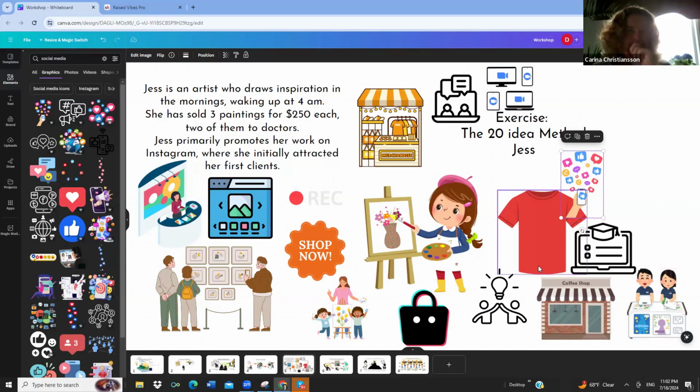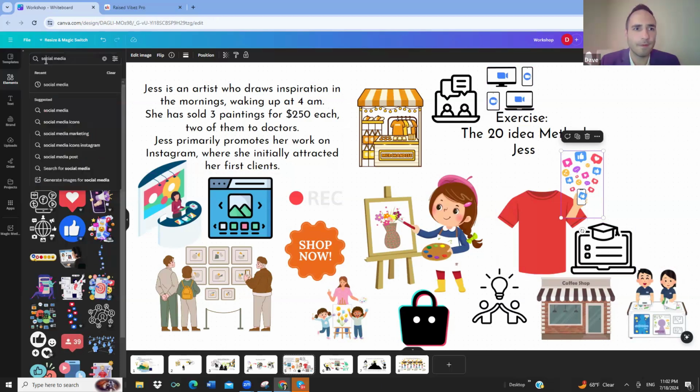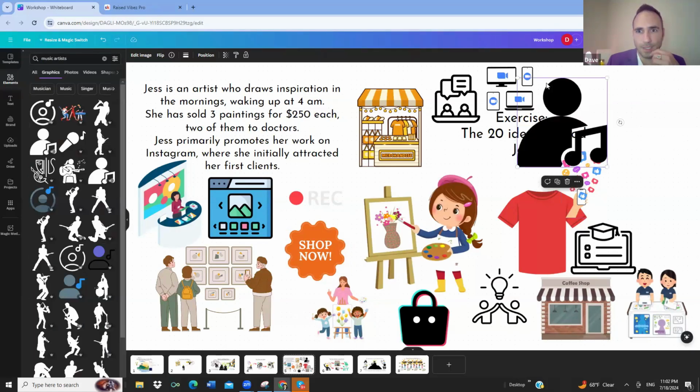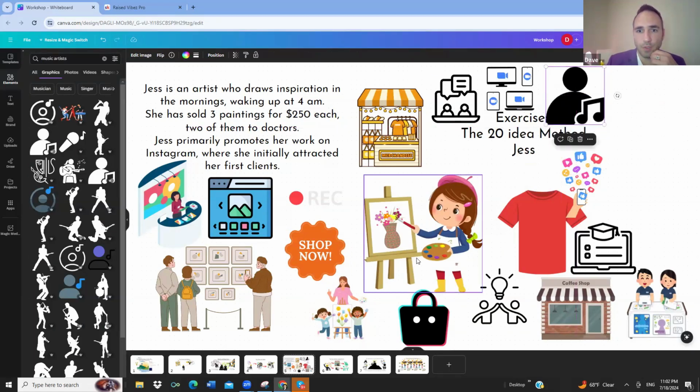I have one. Okay, go ahead. She could contact music artists and help them design their merch material and posters and things like that. Contact musicians to design merch with her, drawings, posters, and yeah, maybe like that.